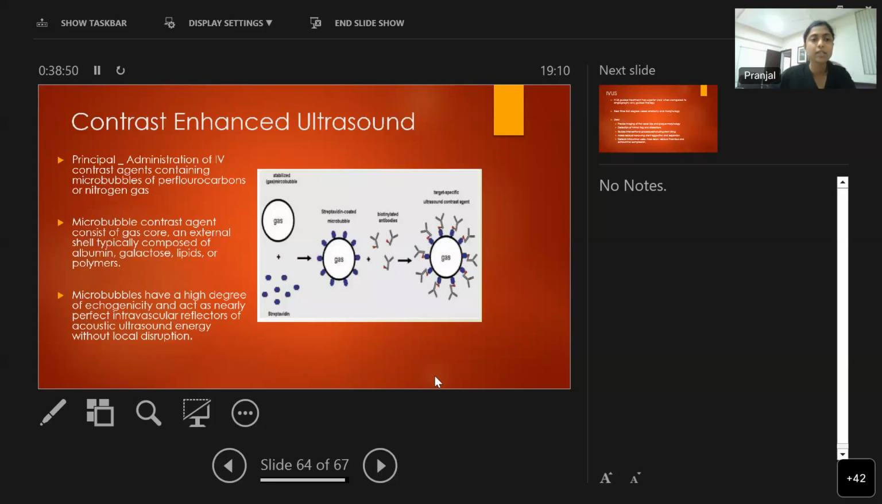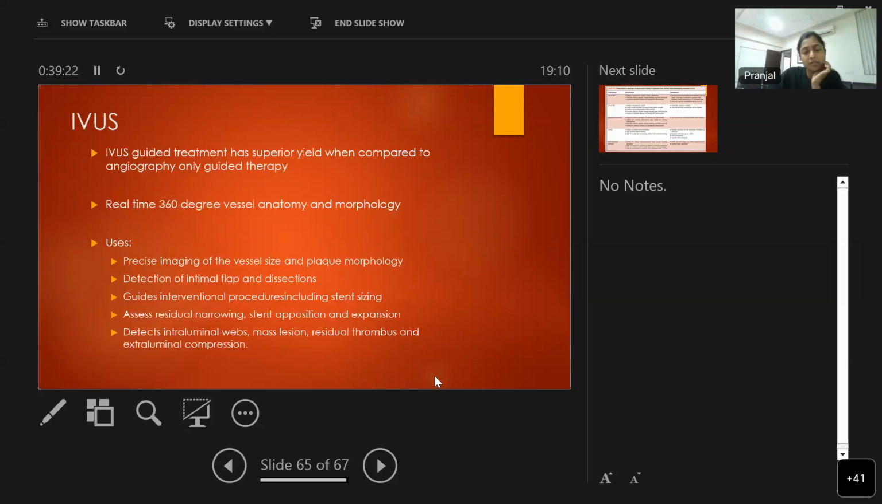Coming to the advanced techniques, contrast enhanced ultrasound. The principle is administration of IV contrast agents containing microbubbles of perfluorocarbons or nitrogen gas. The microbubble contrast agent consists of a gas core and an external shell typically composed of albumin, galactose, lipid, or polymers. The microbubbles have a high degree of echogenicity and act as nearly perfect intravascular reflectors for acoustic ultrasound energy without any local disruption.